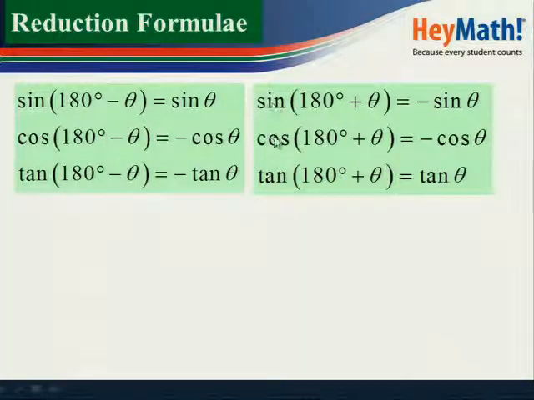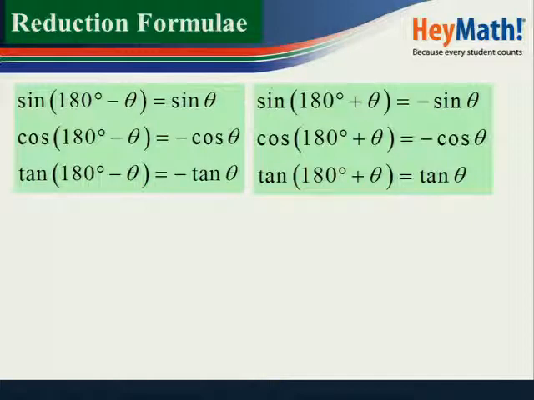Remember, cos and sine in the third quadrant are negative. That's why here we've got minus sine theta, and even the cos of 180 degrees plus theta is equal to minus the cos of theta. 180 degrees plus theta is a compound angle in the third quadrant. And in the third quadrant, it's only tangent that is positive. Sine and cos are negative.